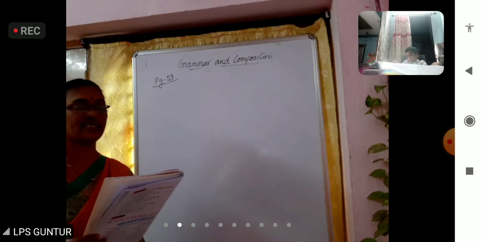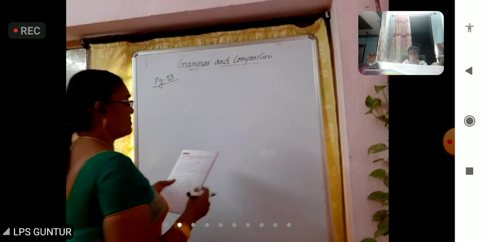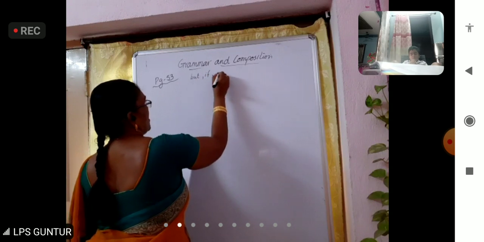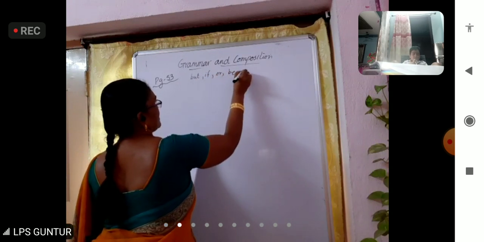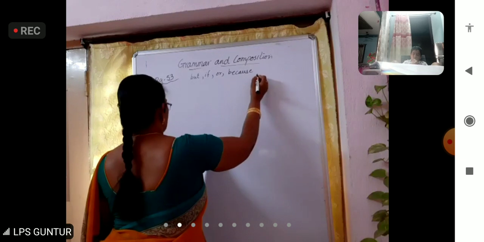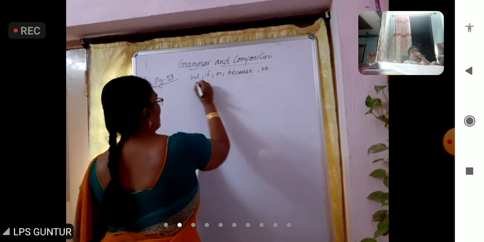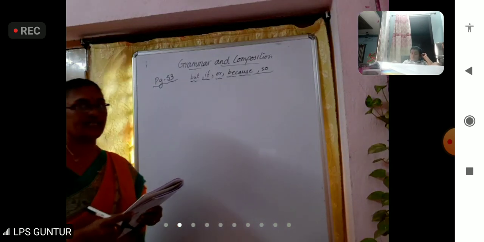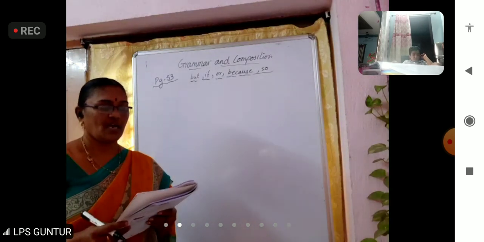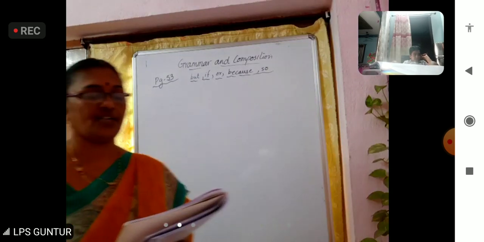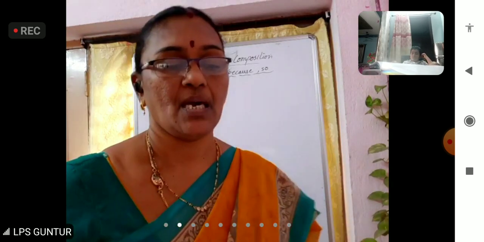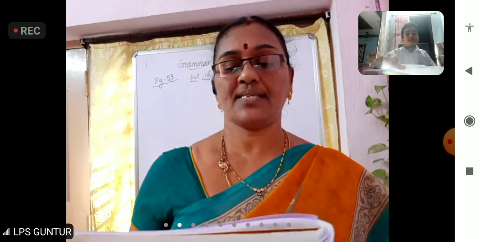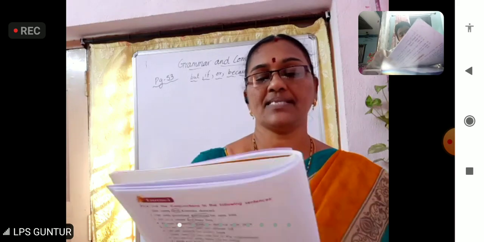Join the following pair of sentences with the words but, if, or before. So then with all these words first, join the sentence. He is rich. He is not happy. He is rich, but he is not happy. So, tell the second one. Tell the second one.